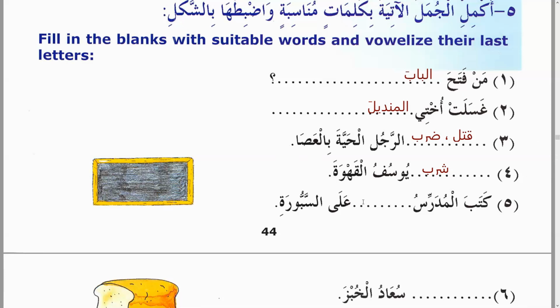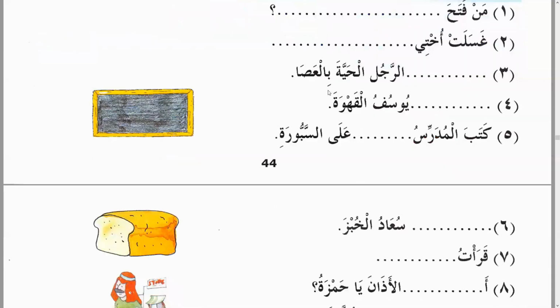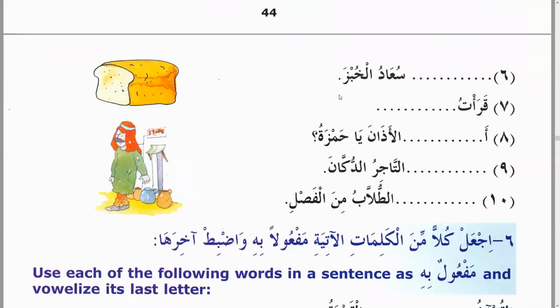كتب المدرس, the teacher wrote dash على السبورة, on the board. Right? He wrote something on the board. كتب المدرس الدرس. Yes, he wrote the lesson on the board. So whenever we get an object, we have to make it mansub.